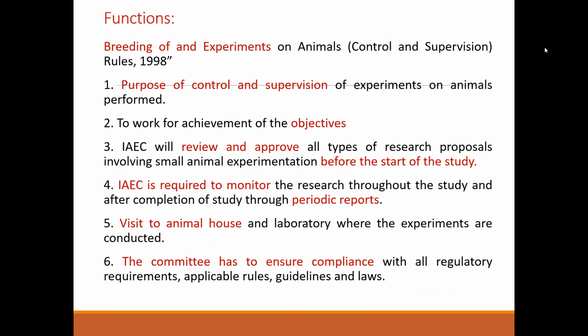The main function of that committee is the breeding and experimentation of animals. So breeding of animals in an animal house and experimentation on the animals, right? In the animal house, there is control and supervision, and this rule is from 1998. The purpose is control and supervision of the experimentation performed on animals. Every activity in the animal house is controlled and supervised by the in-charge of the animal house. Then what is the objective of the experiment or protocol? It should be taken care of so that unnecessary things are not done in the animal house.